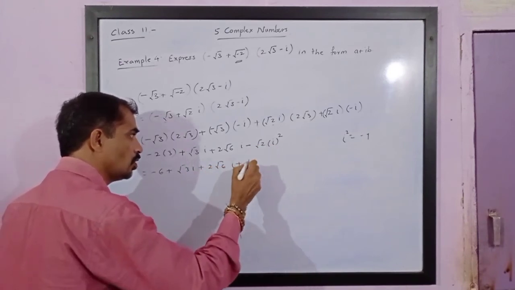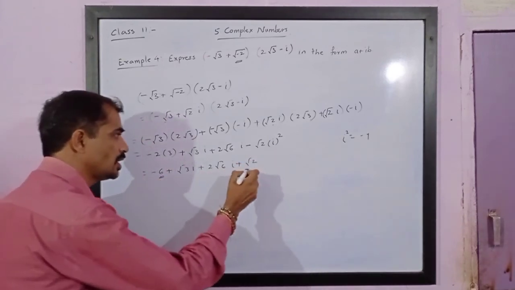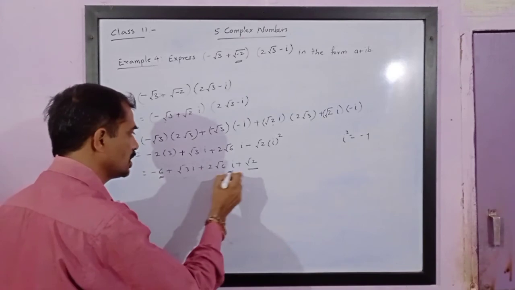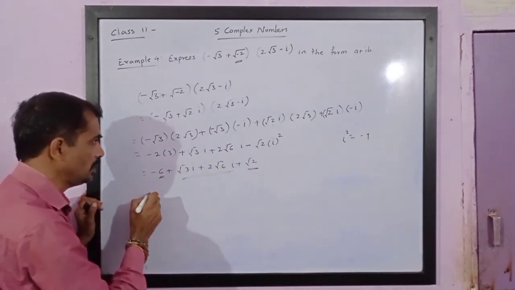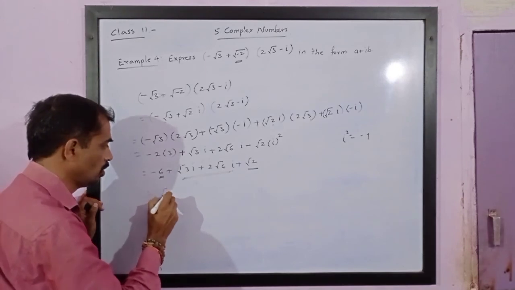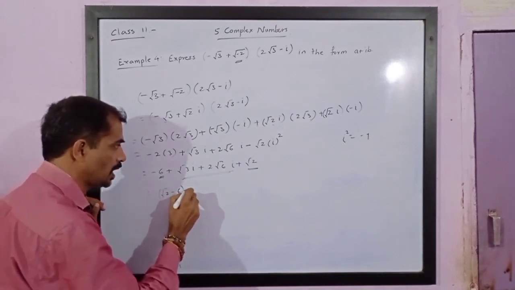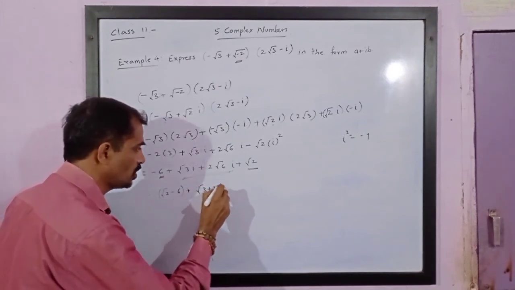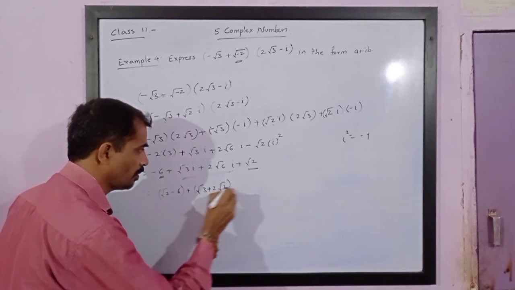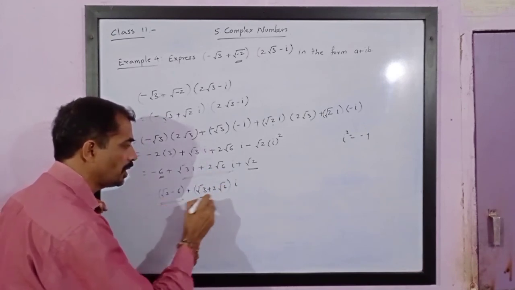Now this is the real part of the answer and this is the imaginary part of the answer. So if you add this, you will get root 2 minus 6 plus root 3 plus 2 root 6, with i taken common. So a is equal to this and b is equal to this.